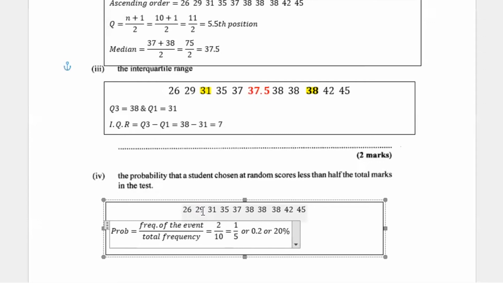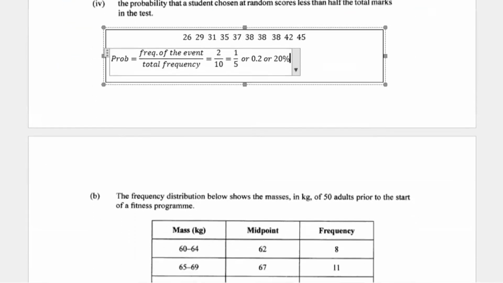So those are the 3 possible answers. So 1 over 5, or 0.2, or 20%. Therefore, probability in this case is the number of students who scored less than 30 divided by the total number of students. It's the number of possible outcomes divided by the total outcomes. So there are 10 outcomes, that's the total. The number of possible outcomes is 2, as there are only 2 students that scored less than half the total marks in the test. And that is our answer for part 4.